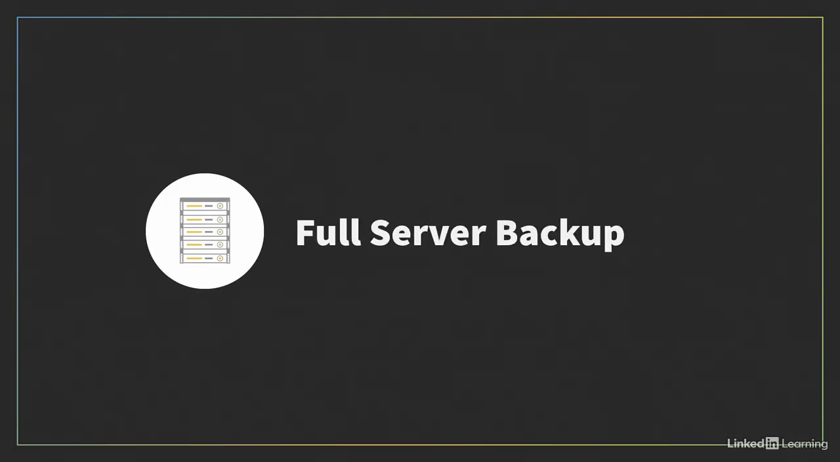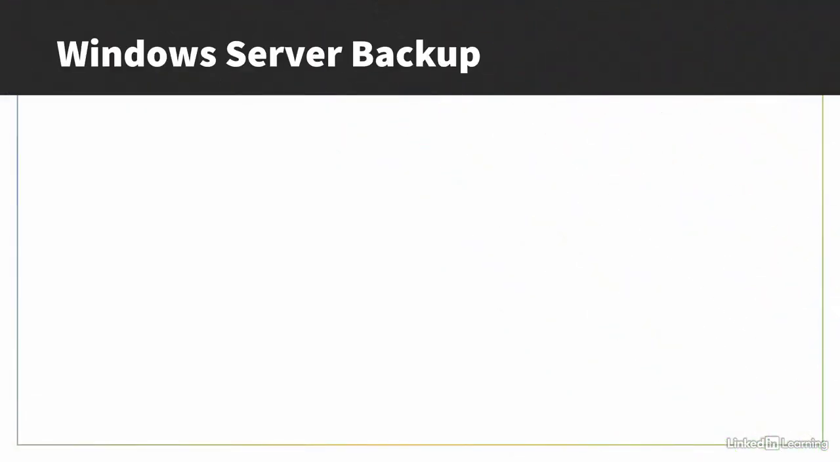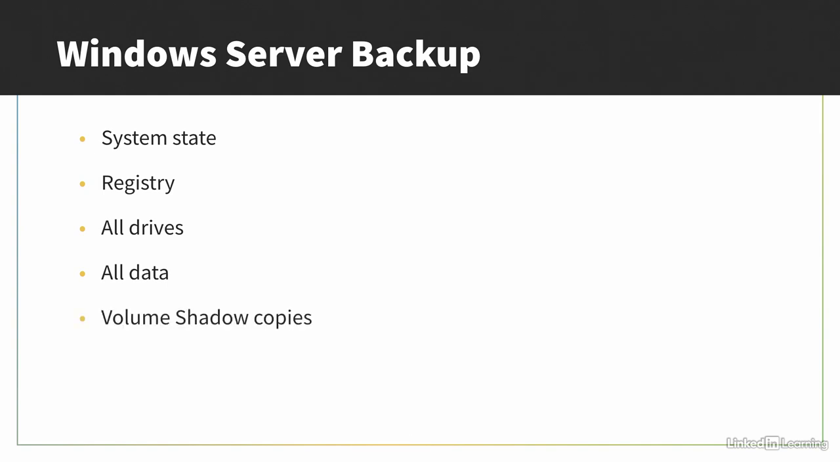But now I'm going to talk about the different types of backup. I want to start with full server backups. And that's the most basic type of backup, right? When you go in and backup a server the first time, it's going to be a full backup. And that means that all the data is going to be backed up. Now, in a Windows server, this can include the system state as well as the registry. And on a Windows server backup, it can include those volume shadow copies.